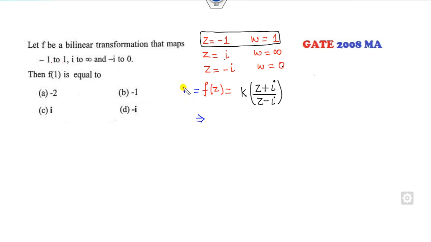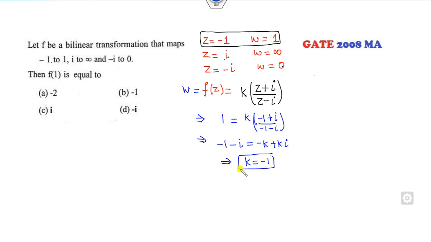So this is my w. So it's 1 when z is minus 1, minus 1 plus iota over minus 1 minus iota. So I can open this bracket: minus 1 minus iota equals minus k plus k iota. Equate the real and imaginary part. k will be minus 1. So what is my f of z? It is minus 1 times z plus iota over z minus iota. Fine.